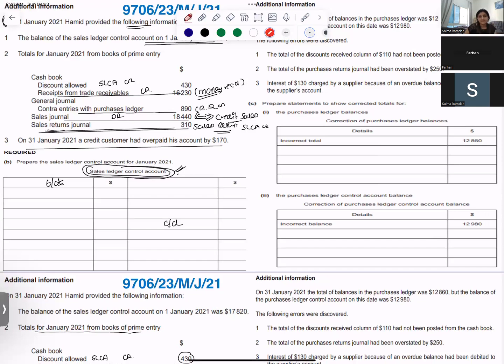However, sometimes your sales ledger control account can also have a credit balance. So your sales ledger control account can also have a credit balance. This is the uncommon balance. Why will it have a credit balance? Because the customer may have overpaid.